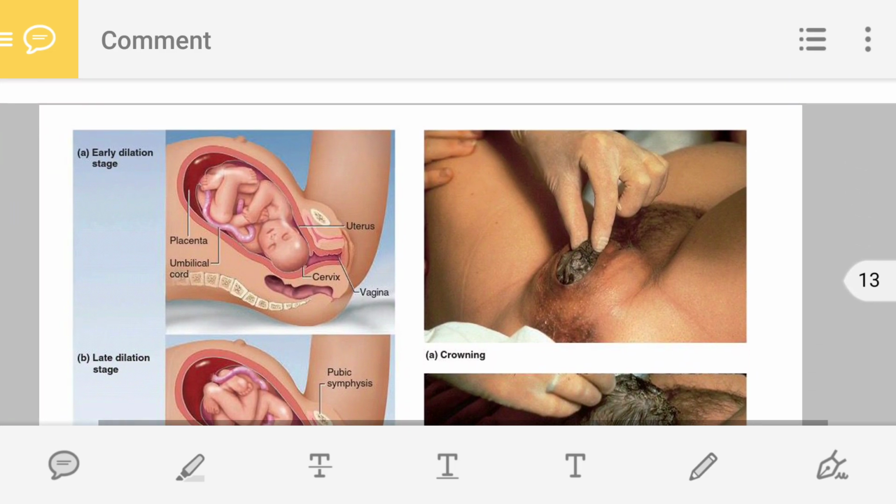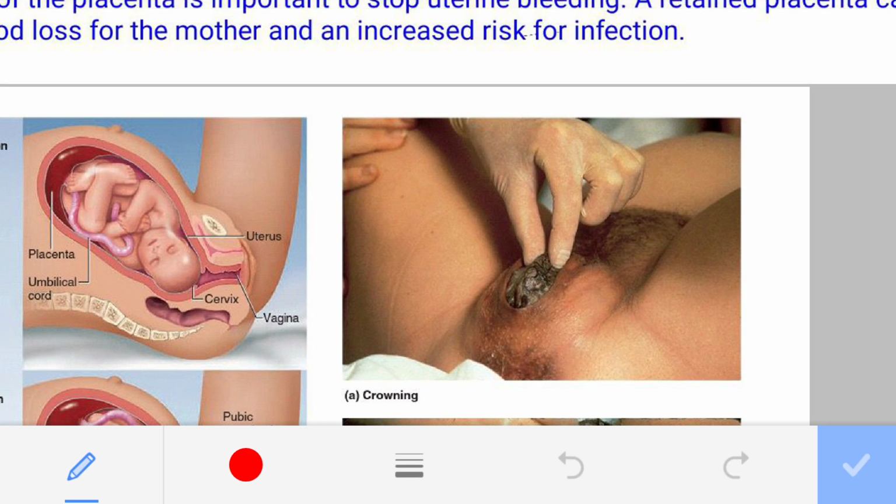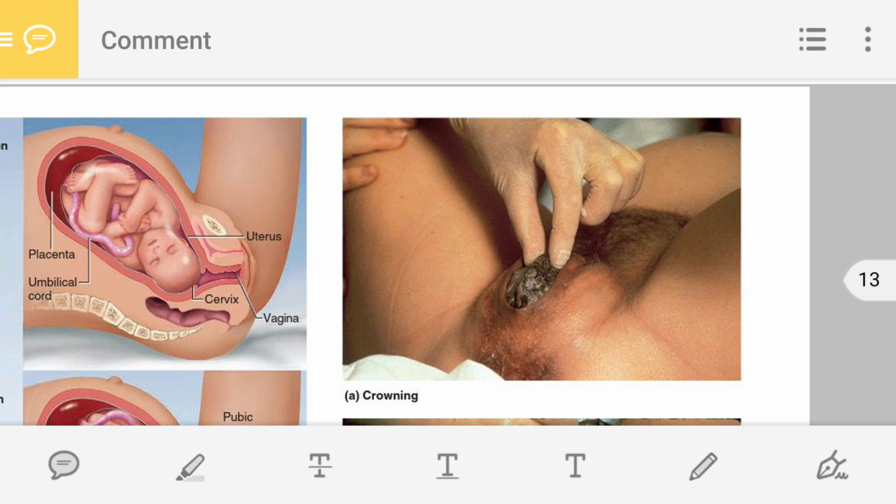Okay, as you can see, this is the crowning. Here the fetus head is coming out for the first time from the vaginal orifice, that is the vaginal opening, and some incisions are made by the doctor.